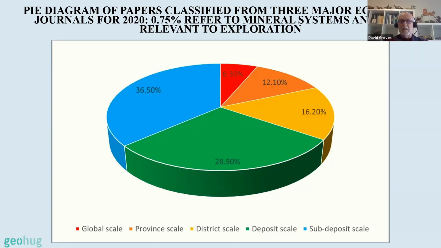And you can see the red is the thing that is probably the most important, global scale, then province, going down to blue, which is sub-deposit scale. And we can see that 0.75% actually have the words mineral system in the paper, and less than 15%, probably much less, are actually relevant to exploration. So how could I try and look at this system?